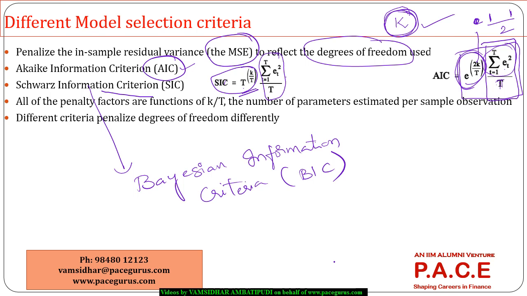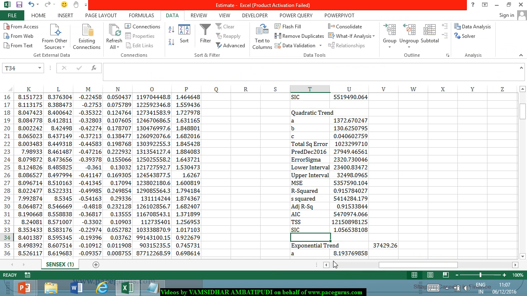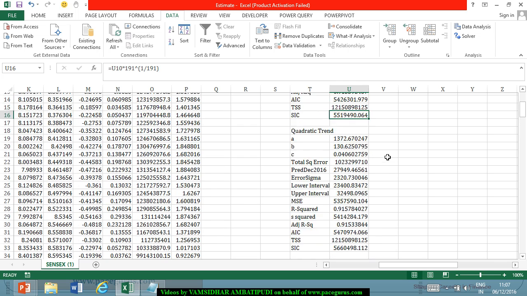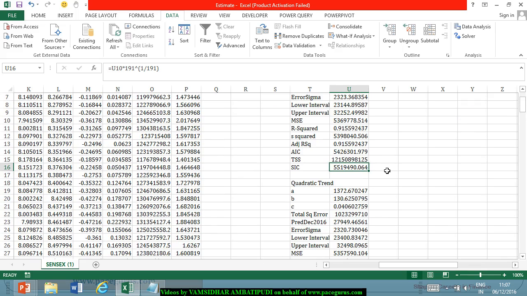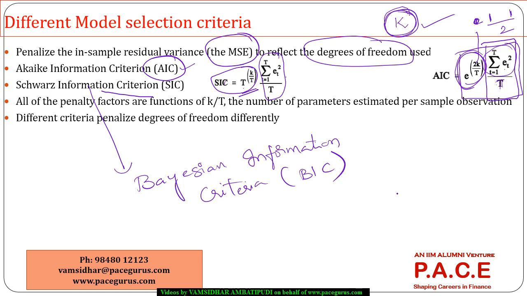Whereas here when I am looking at SIC, again 191 to the power of k by t, here the k is 2, so 2 by 191. You have to multiply this by the mean squared error, making it 5.66 million. So you could see that the SIC is much higher here, and SIC is much lesser in case of the linear trend. Based on SIC, AIC, adjusted R squared, S squared, all these measures for this example are suggesting that I should rely on the linear trend as a better predictor compared to a quadratic trend.